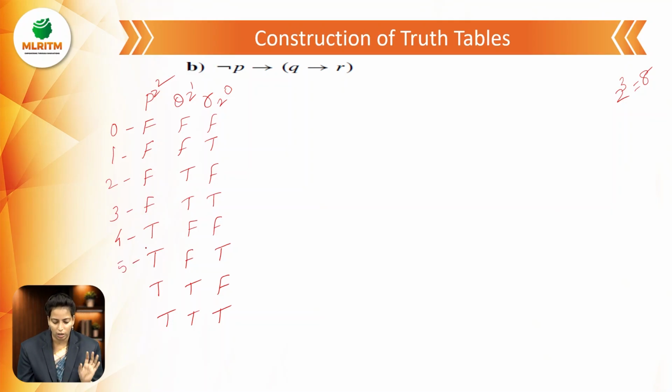5 value truth values are true, false, true. Next, 6. True, true, false. Next, 7. All truths. True, true, true. Okay. So, first apply Q implies R.